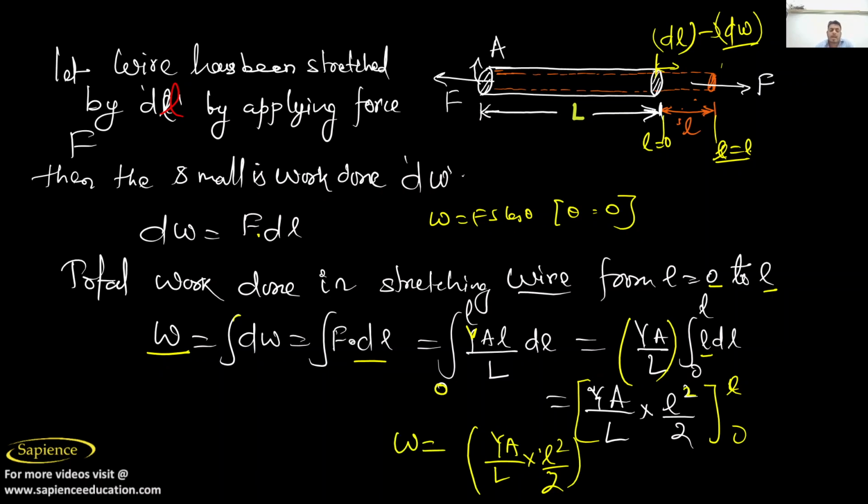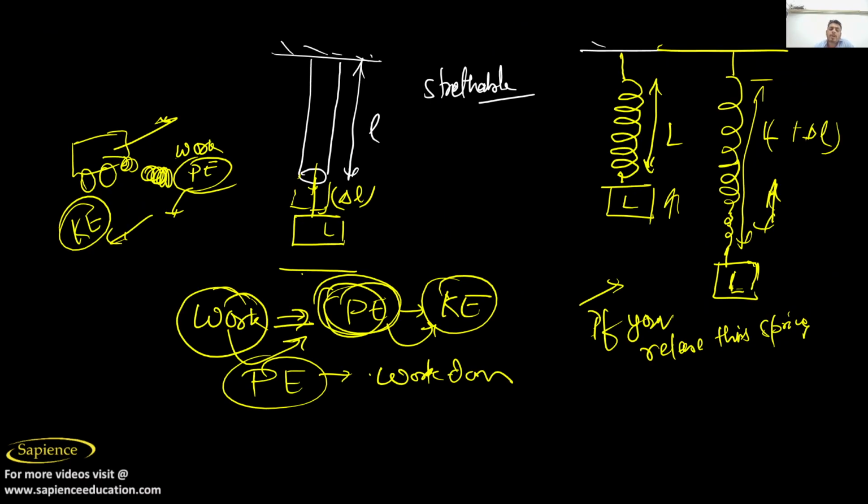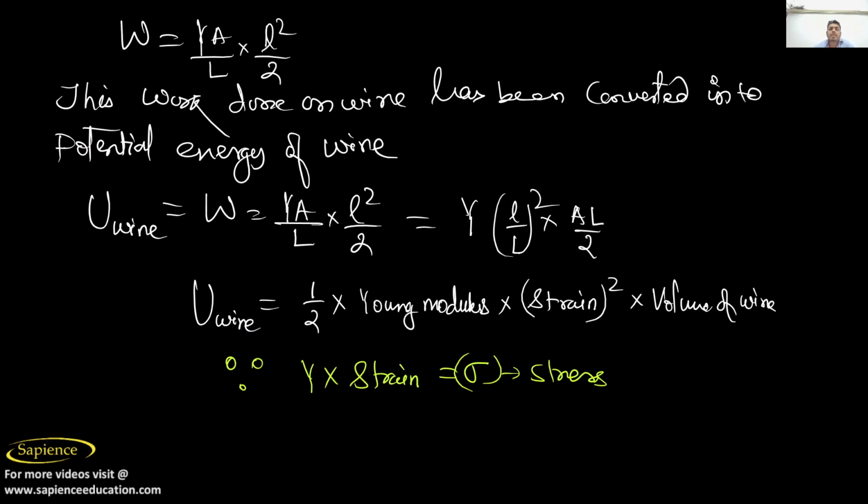Now tell me, I have just explained to you that whatever work you do gets converted into potential energy. So can we say that this work done on a wire has been converted into the potential energy of the wire? Earlier there was no potential energy of the wire. But when you apply the force, what happened? It has been stretched by this length. You have to do work, and your work is being converted into the potential energy of the wire.